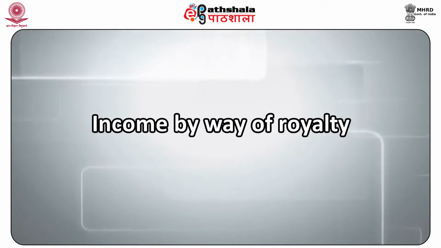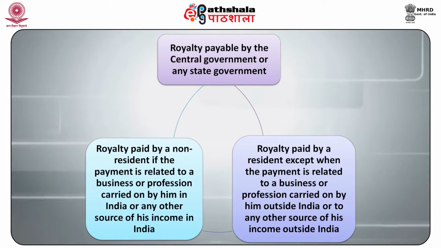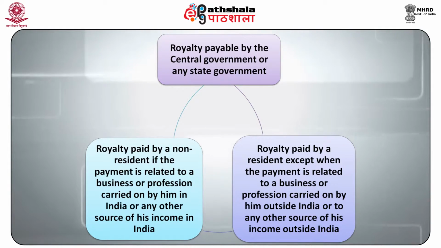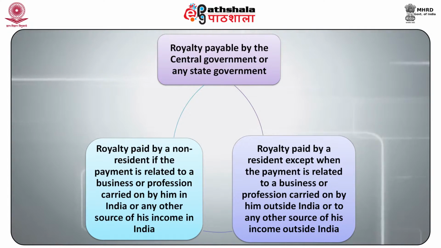F. Income by way of royalty. Royalty income of the following types will be deemed to accrue or arise in India. First, royalty payable by the central government or any state government. Second, royalty paid by a resident except when the payment is related to a business or profession carried on by him outside India or to any other source of his income outside India. Third, royalty paid by a non-resident if the payment is related to a business or profession carried on by him in India or any other source of his income in India.